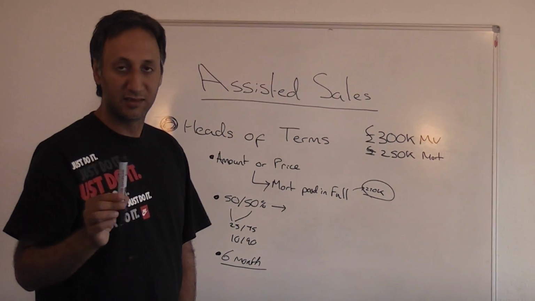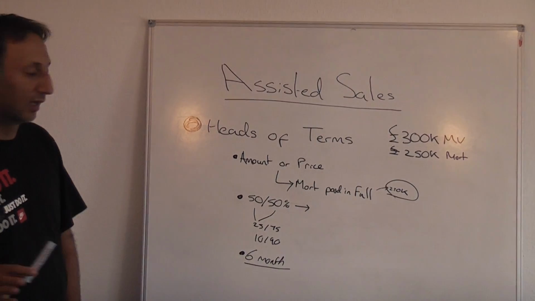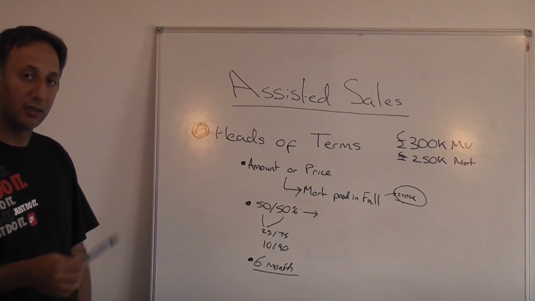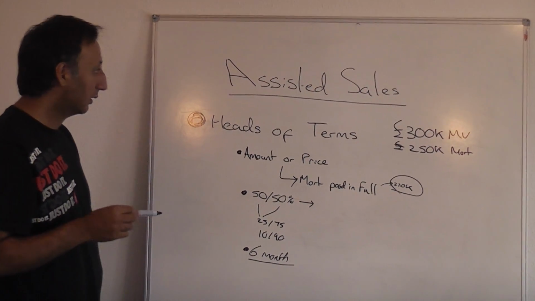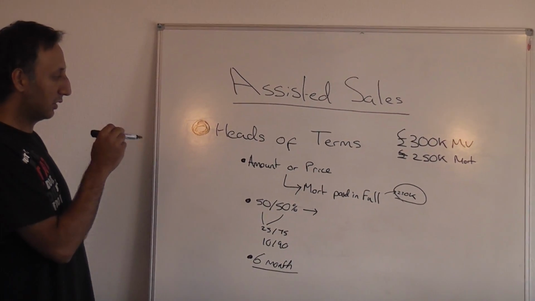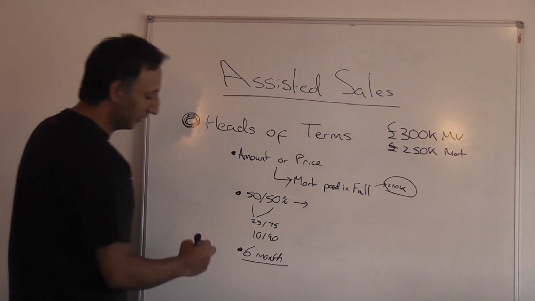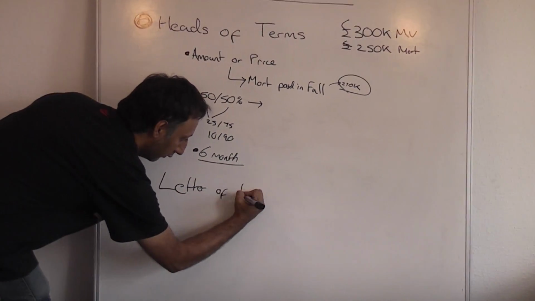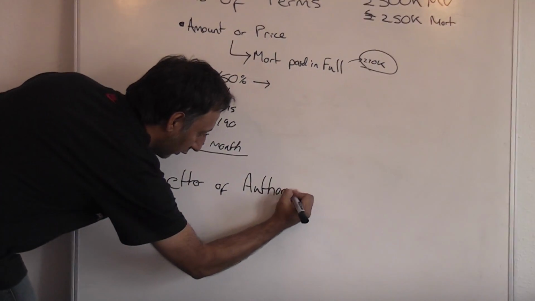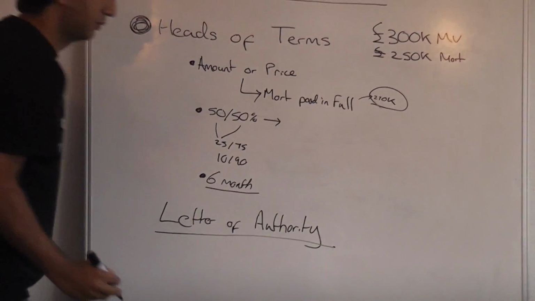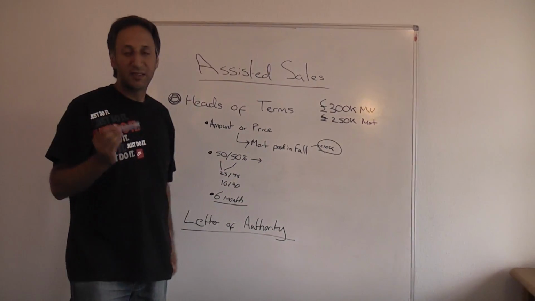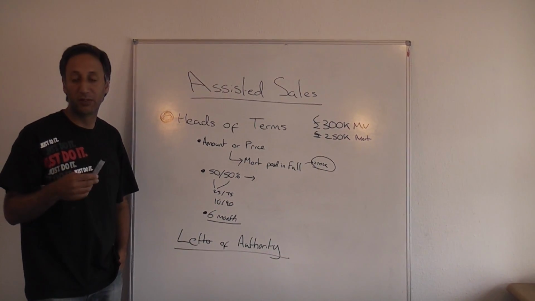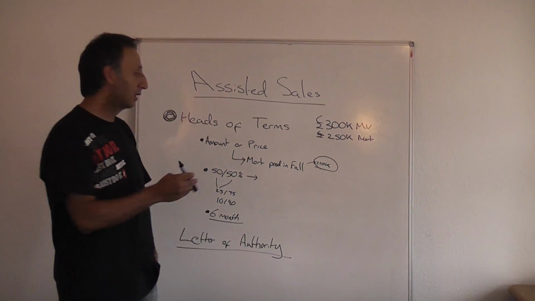Now on a basic assisted sale where you're not doing any refurbs, you're not sorting anything out, all you're doing is getting them an extended time from their mortgage company so that they can go out and sell. This is the kind of deal that you do. What you do next, so you've got this heads of terms signed, is you also need something called a letter of authority. This basically is something that allows you to communicate with the banks, to negotiate on the debts that the current owner has.